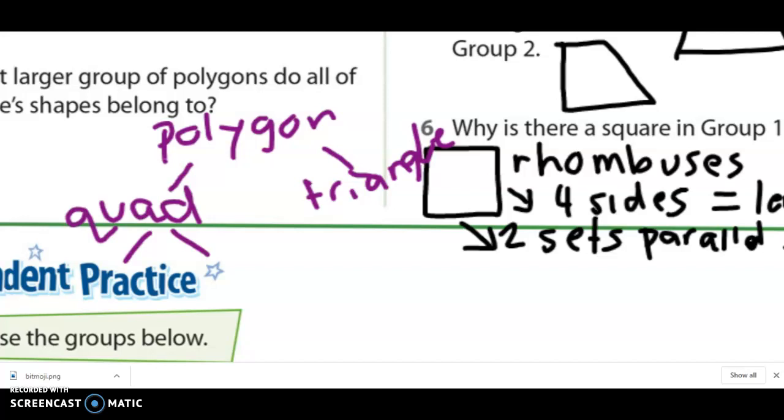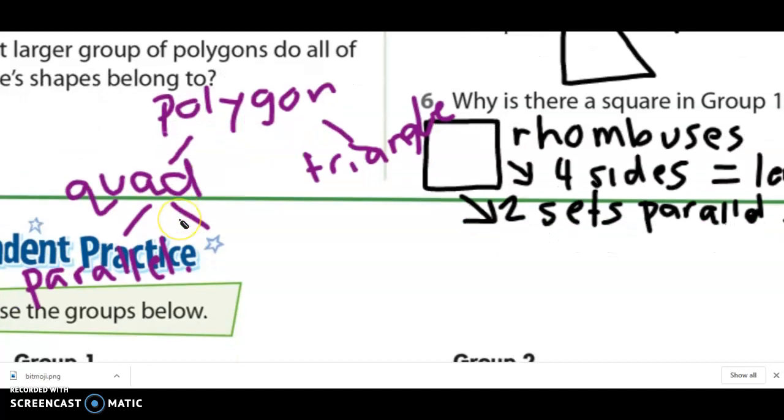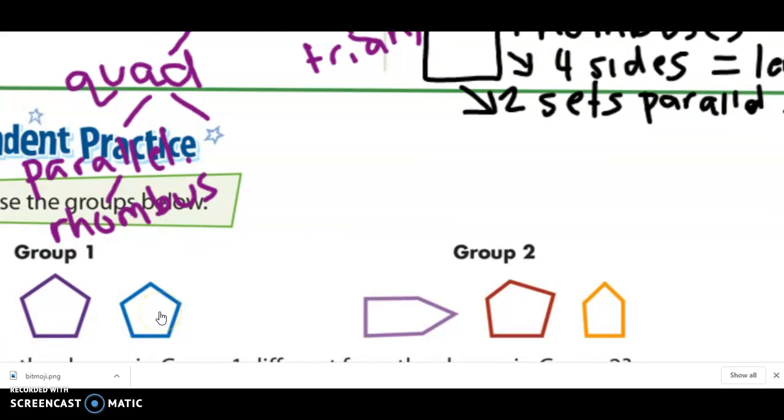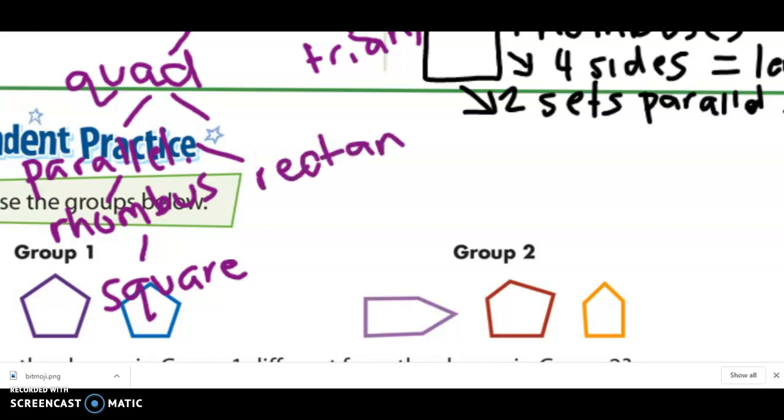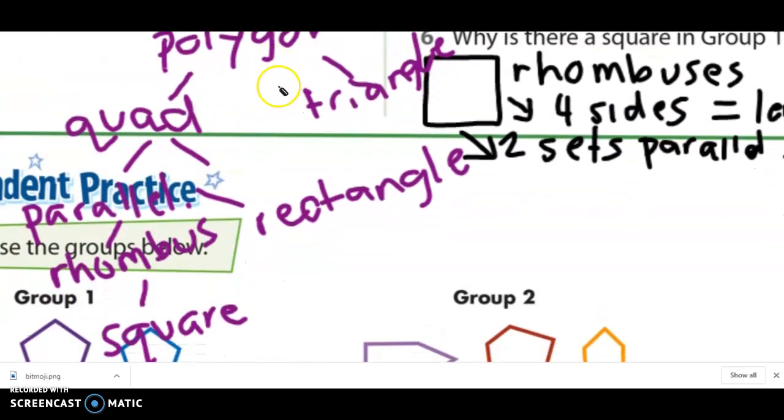Inside of there you have parallelograms, which I'll just abbreviate parallel, and inside of parallelograms you have rhombus, inside of rhombus you have square, also inside of parallelograms you have a rectangle. Okay, so you're kind of seeing how this pyramid works.